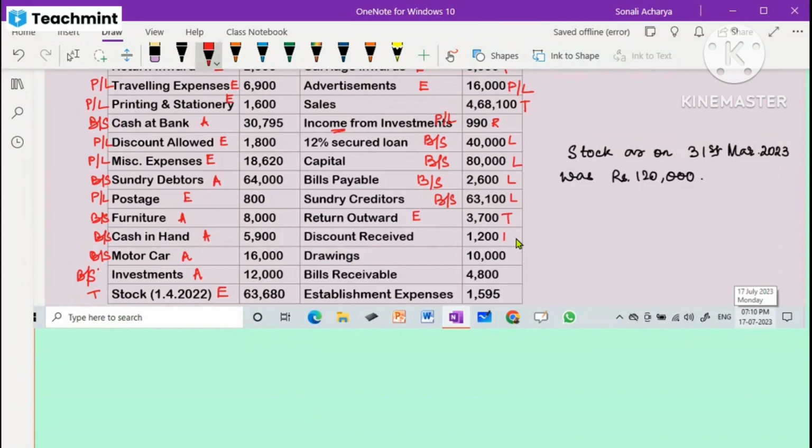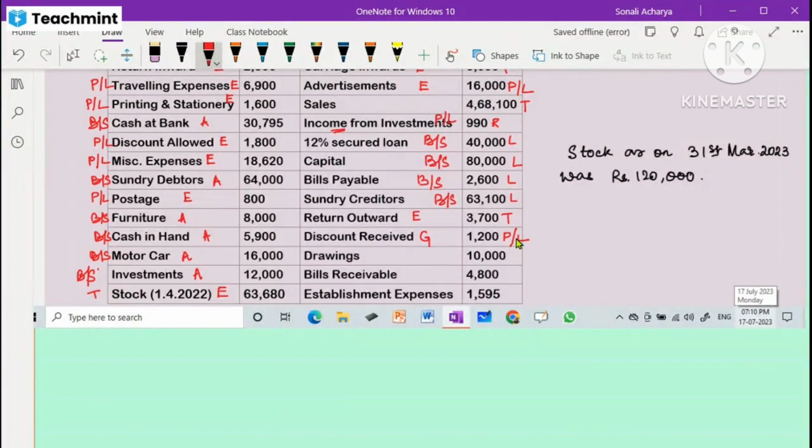So this is an item of PL. This is a type of gain. Because of the discount received, we don't have to pay more money. It is an indirect income or gain that will be shown in the PL credit side. Drawings. Drawings means we are taking something out of the capital.